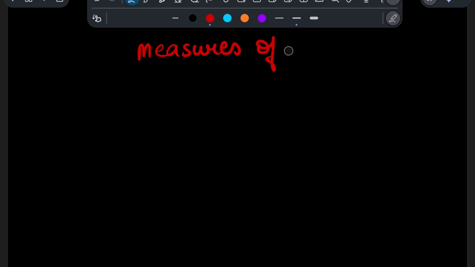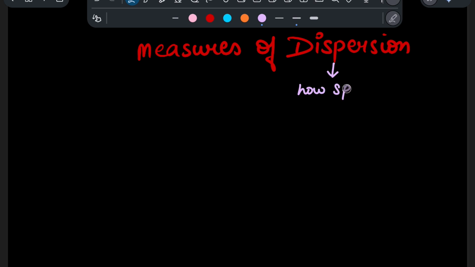So in our previous video we talked about the measures of central tendency, that is the mean, the mode and the median, and this all tells us about the center of the data. Now today we will talk about the measures of dispersion. Now you would be wondering what dispersion is. The dispersion tells us how spread out our data is.